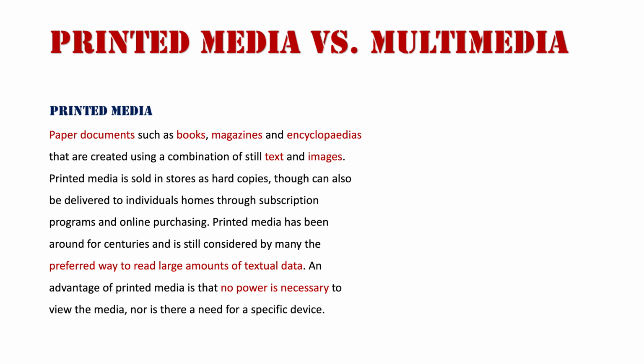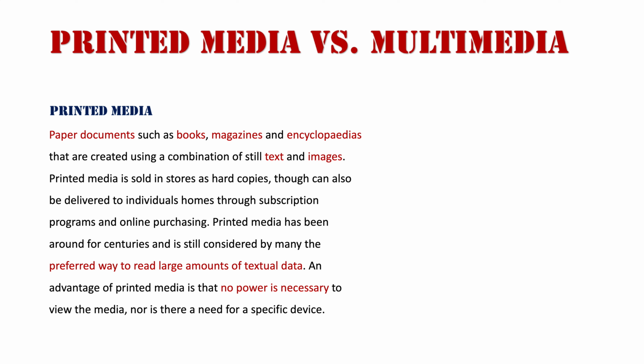They are created using a combination of still text and images, essentially things that are still, the two media types that are still, they don't move. Printed media is sold in stores as hard copies, though it can also be delivered to individuals' homes through subscription programs and online purchasing. Printed media has been around for centuries and it's still considered by many the preferred way to read large amounts of textual data.